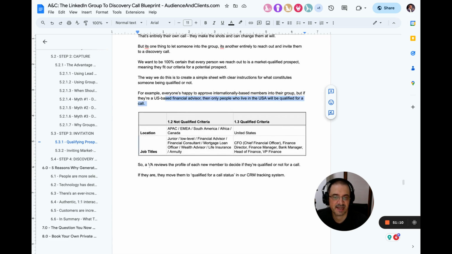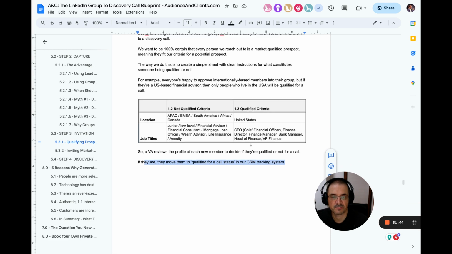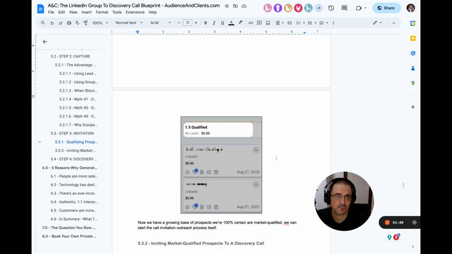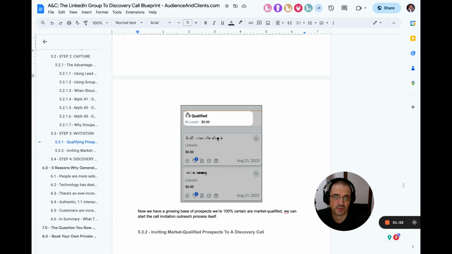So here's the sheet. In this case, a VA will review the profile of each member manually to decide and confirm if they're qualified for a call or not. If they are, they move them to a qualified for a call status in our CRM tracking system. So they're not qualified if they're outside the US. They are qualified if they reside in the US. You can tell that from their LinkedIn profile. If they have any of these job titles, they are not qualified. They're essentially direct competitors. But if they have any of these, they are qualified. So we're just making it a very easy distinction so that the person reviewing them can make that judgment. So once we have confirmed they are qualified, we move them over to a stage in a pipeline.